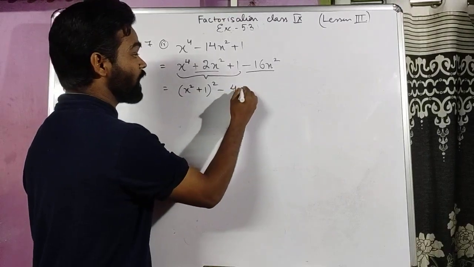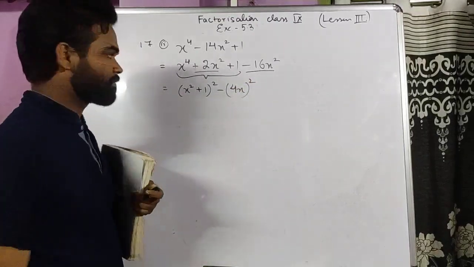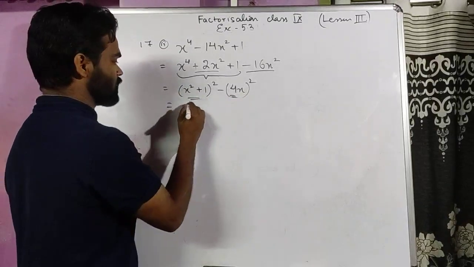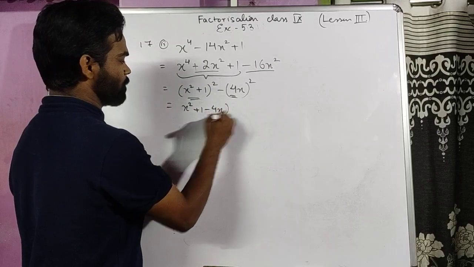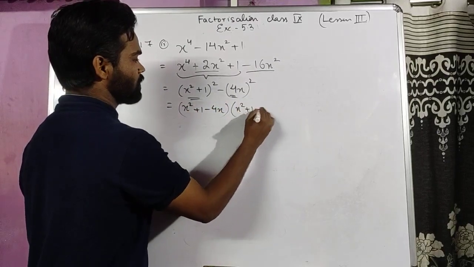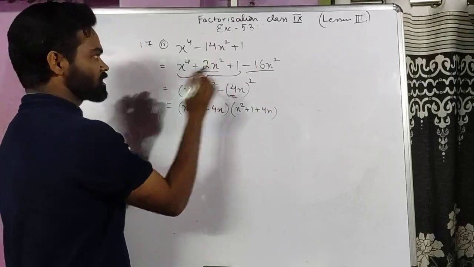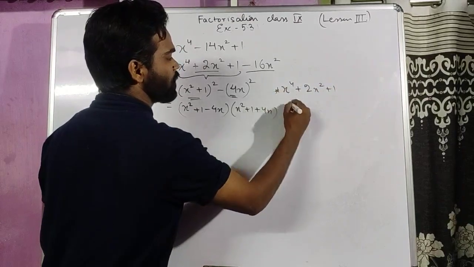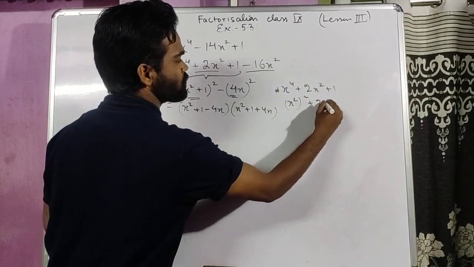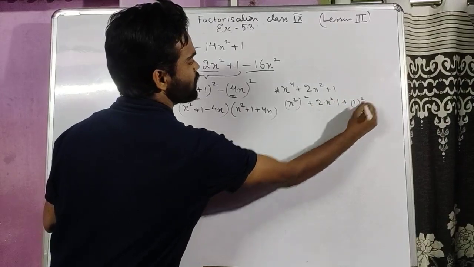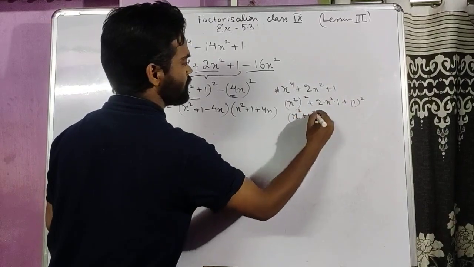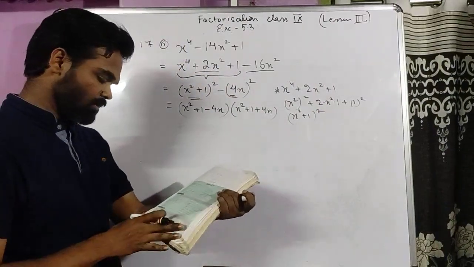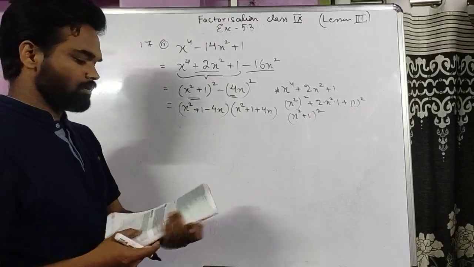This is 4x whole square. So this becomes a square minus b square form. So this is a minus b, a plus b. How this came, I'll just explain. See how it came. We can write a square plus 2ab plus b square, which becomes a plus b whole square. So this can be written as this. Am I clear? This was 17 part 2.